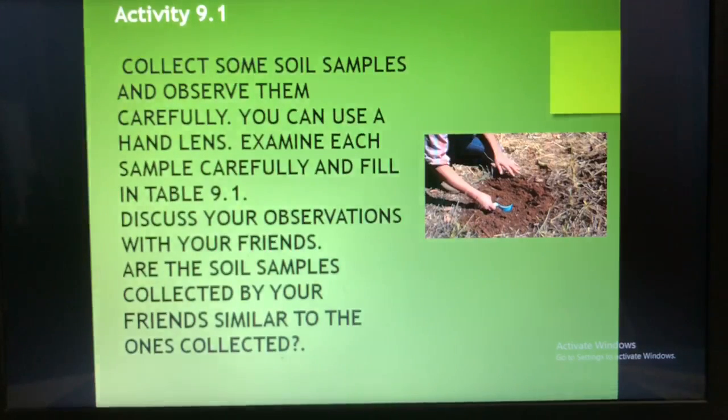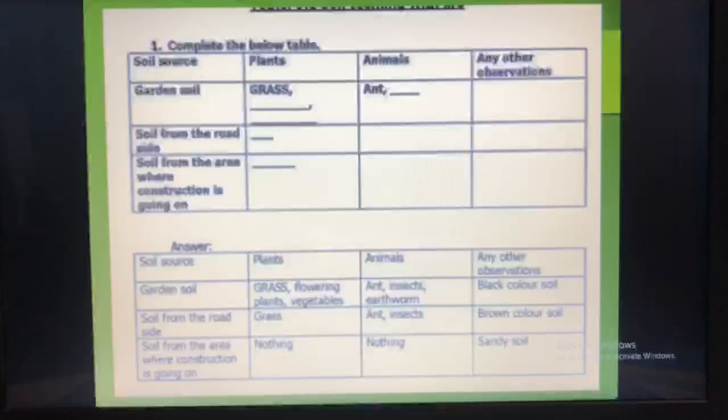You have to discuss with your friends: are the soil samples collected by you and your friends similar? The soil sources were garden soil, soil from the roadside and soil from the area where construction is going on. What type of plants or animals are found here, and what did you observe? In the garden soil, we had seen grass, flowering plants, vegetables, and the animals here were ants, insects, earthworms, etc. And the observation was it was black color soil.